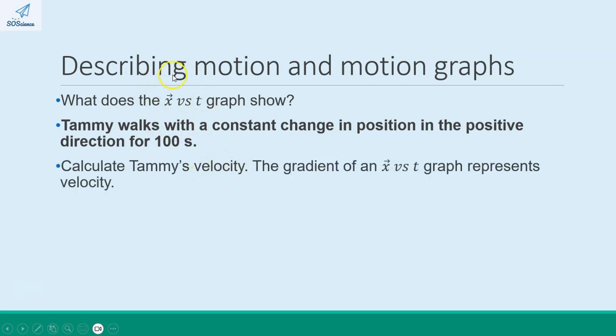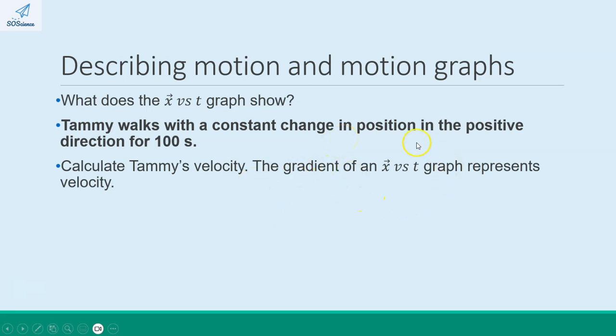Now that we've described the x versus t graph, and an x versus t graph is a position or displacement time graph, when we describe it, we have to describe it from the perspective of change in position. Let's now calculate Tammy's velocity, and then we can describe the velocity time graph. Now, the xt, vt, and at graphs all represent the exact same motion, but there might be some subtle differences in the way that we describe the motion from the perspective of position versus velocity versus acceleration.